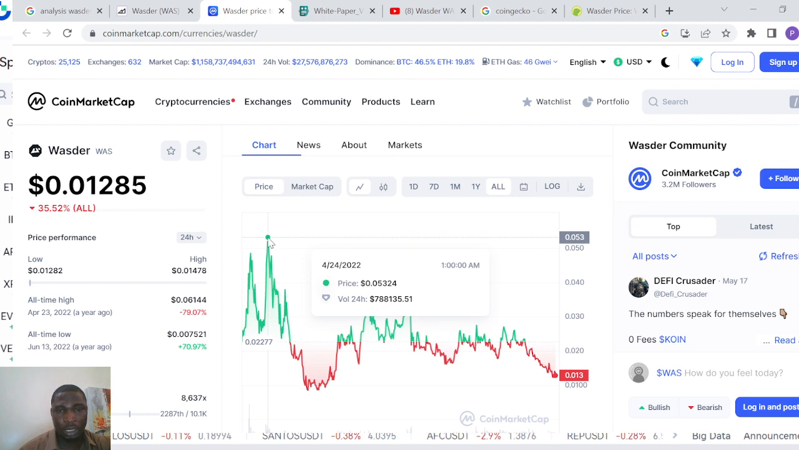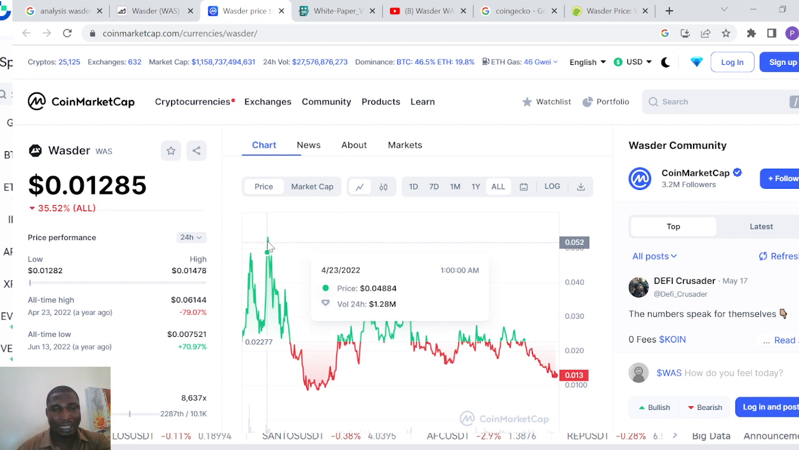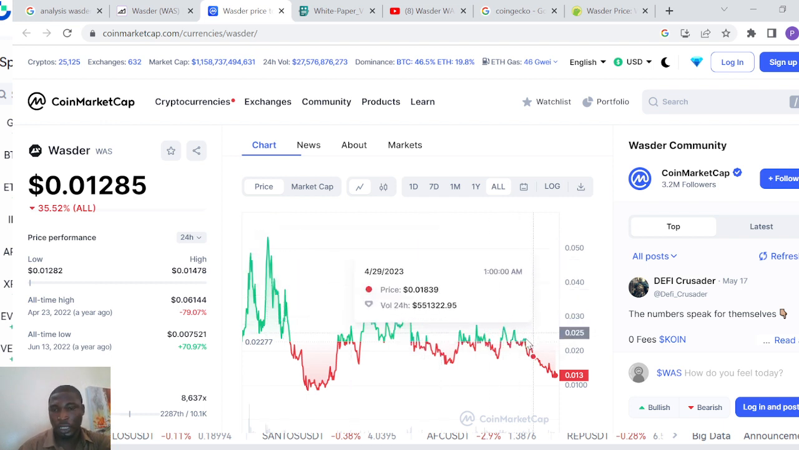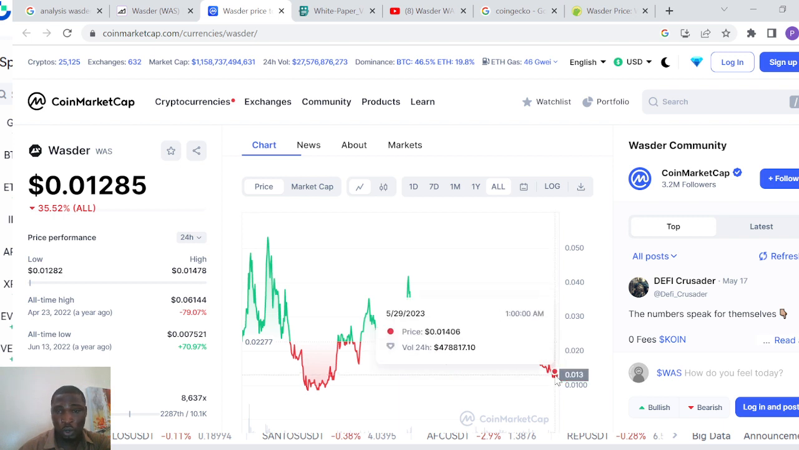Just imagine, on 4/23/2002, you can see the highest it has gone to was 0.04. This was the highest, and that was last year. Now today, the market cap is this, it actually came down. It has gone down to around 0.012. That is the lowest it has actually gone to now.